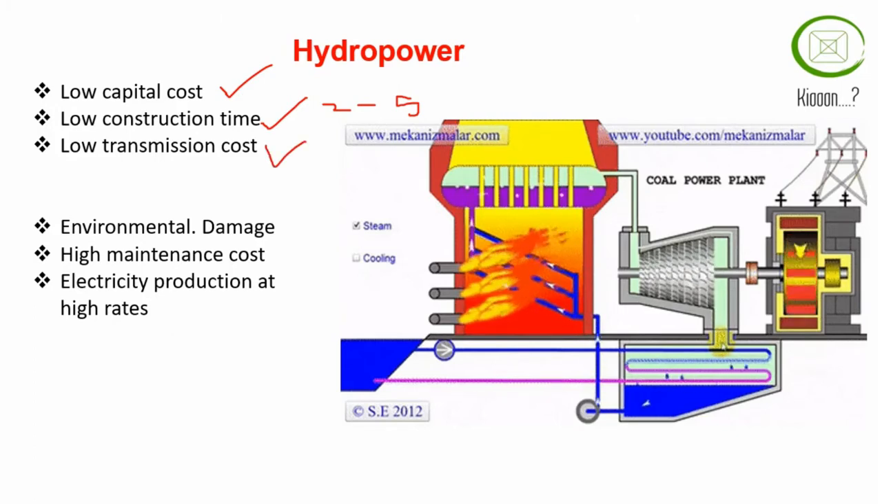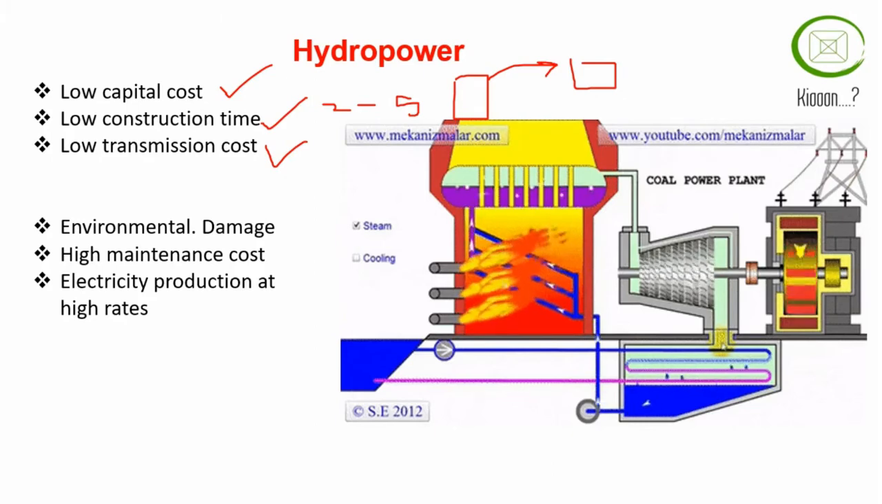Low transmission costs. These plants are basically constructed near industrial areas, so the transmission cost is very low. In the case of a hydropower plant constructed in hilly areas, the transmission lines from that location to the main cities increase the cost.